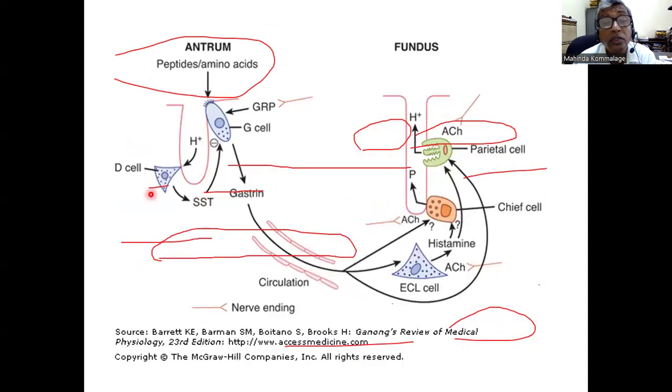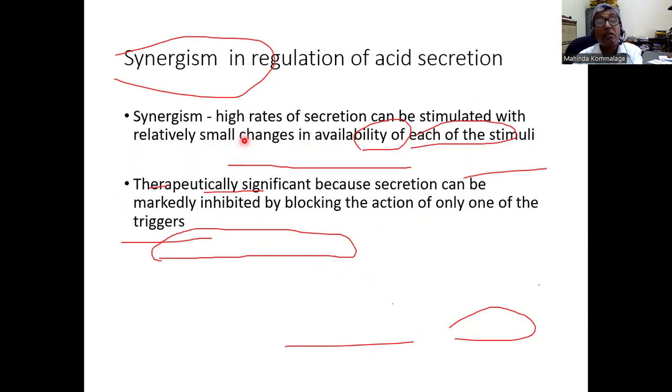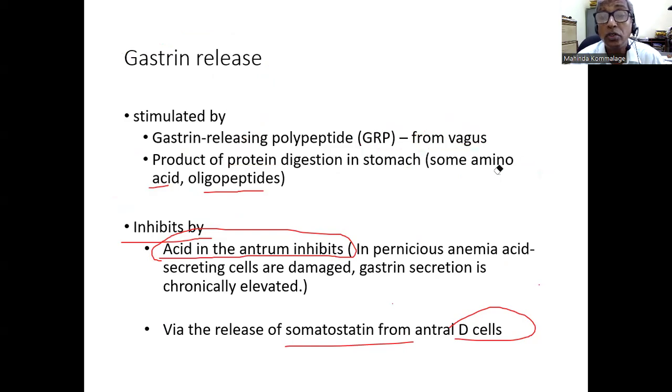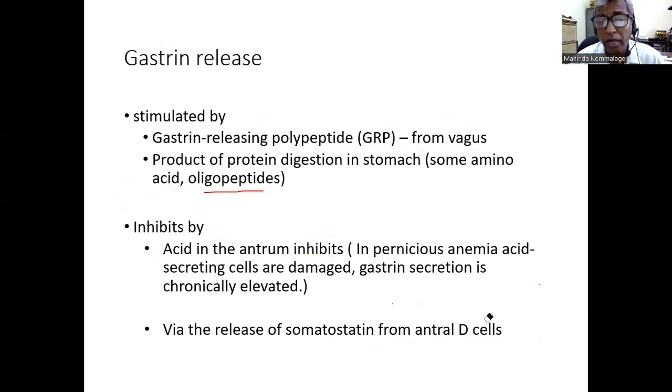Oh, yes, this is somatostatin. D cells will produce somatostatin, and that will inhibit the G cells, right? D cells make somatostatin, and G cells produce gastrin, and somatostatin acts on G cells, right? So those are inhibitory factors for gastrin hormone secretion, right? So you might be confused by the different names.